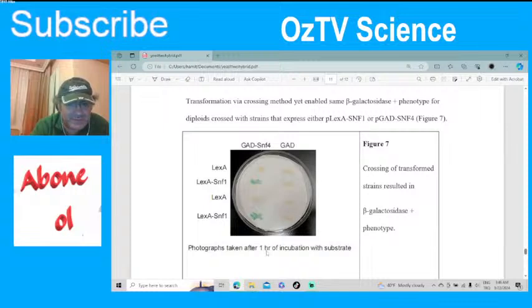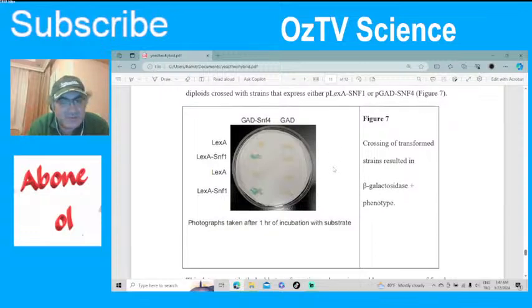Same thing here. 1 hour after incubation. So that's the cellular machinery working, with substrate. That's the time, I guess, it took to generate color. Crossing of transformed strains resulted in beta-galactosidase phenotype. So it depends on your laboratory conditions. Like I said, it is hard to generate all these prototrophies and all these selections, and ampicillin selection, and this selection, that selection. Sometimes it's hard. So it depends on the lab.